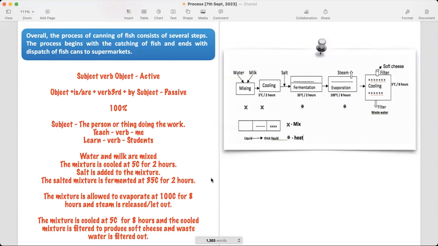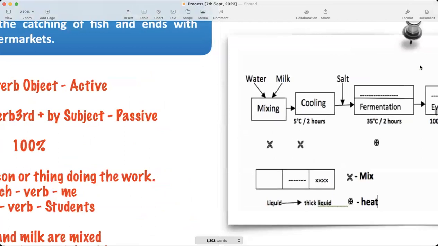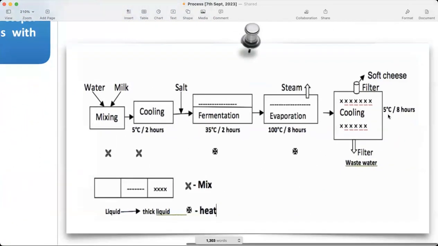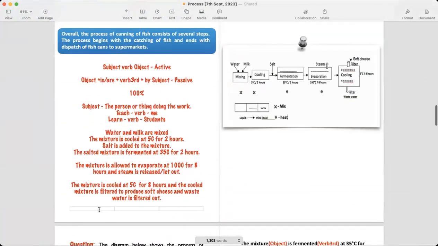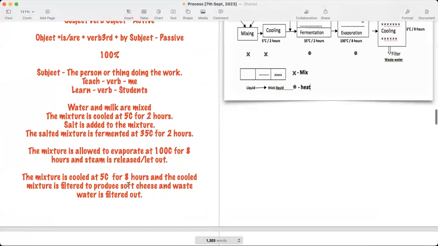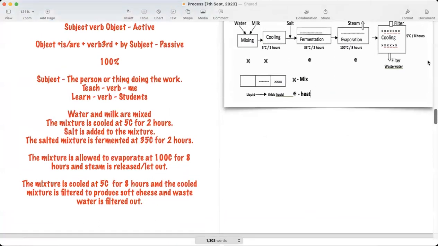What about others? This step was tougher, but I think all the steps are clear now. Could you please explain again? I don't understand. Okay, let's go step by step. So first step, what's happening? Cooling is happening. What are we cooling? The mixture. So I'll write the mixture is cooled at 5 degrees Celsius for 8 hours. That's what we wrote first.